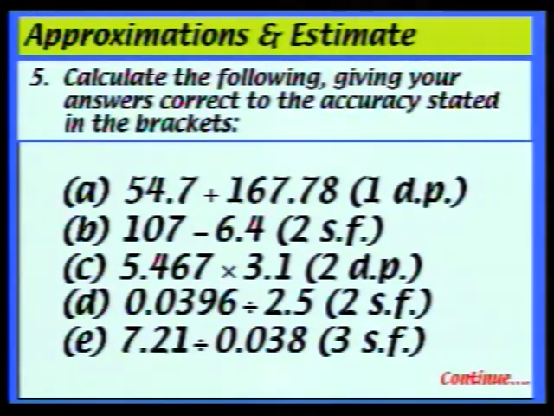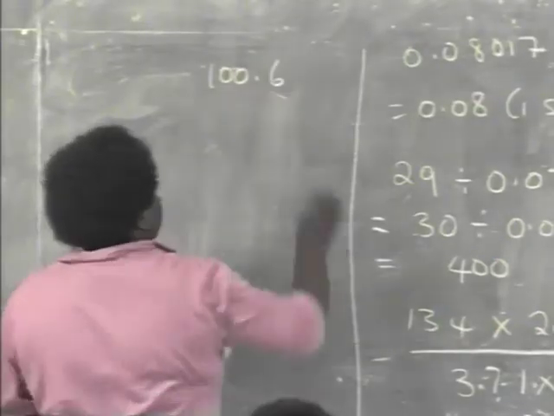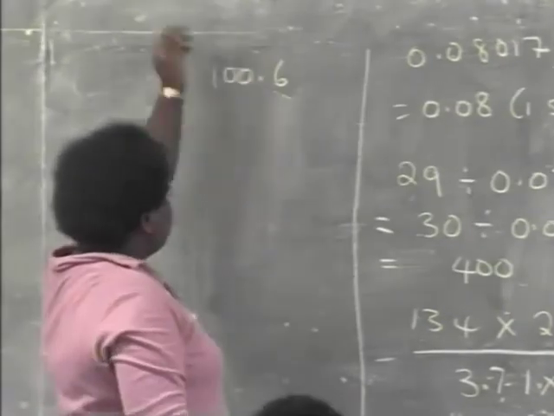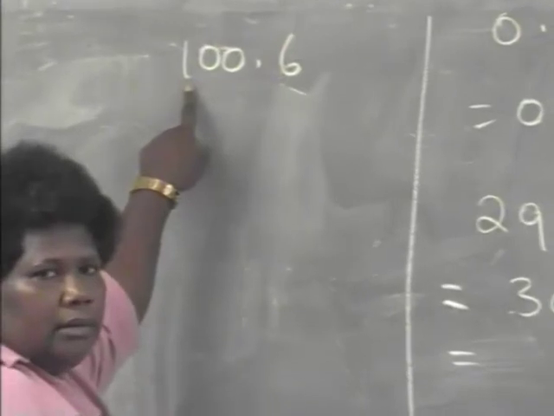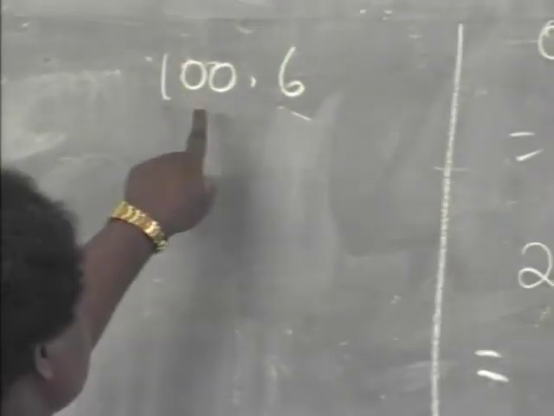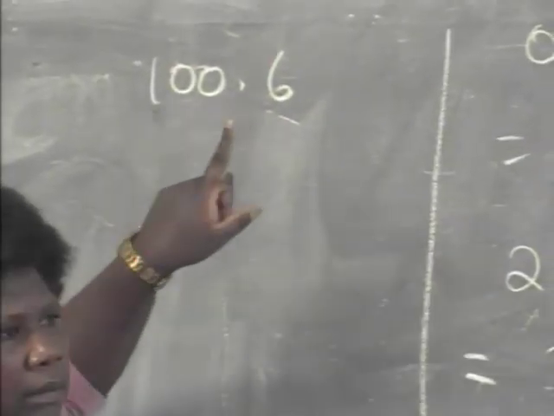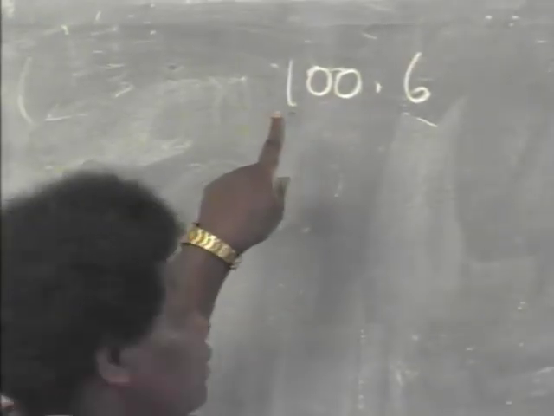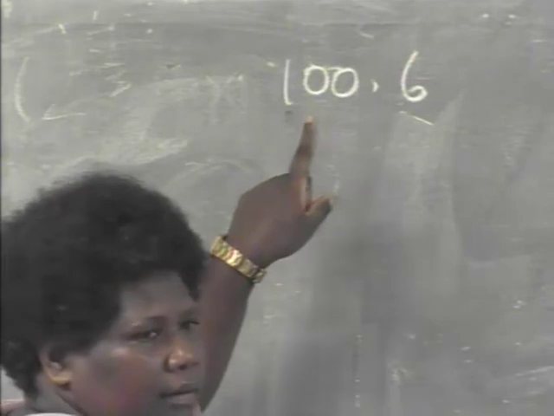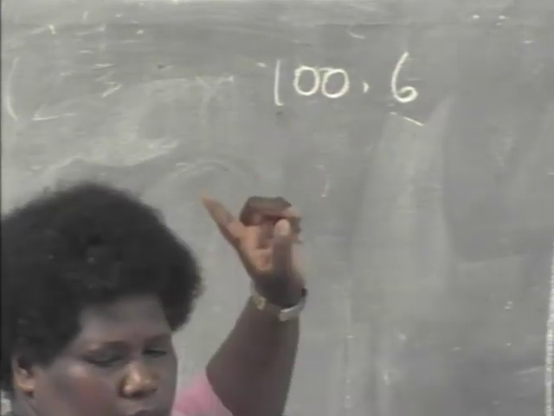Okay, just so that we are clear on this one. If you take away 6.4 from 107, you get 100.6. The first significant figure is 1. The second significant figure here is what? Are you sure? Yes. And the third? Zero. So what's the answer to two significant figures?